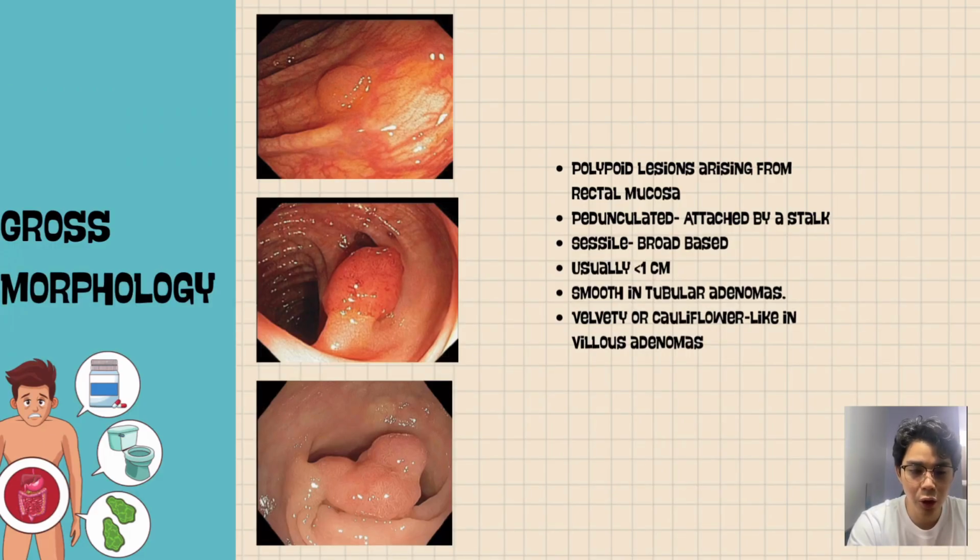Next is gross morphology. On a macroscopic level, rectal adenoma is a polypoid lesion that arises from the rectal mucosa. First is shape, where they can be pedunculated or sessile. Next is size. They are usually less than 1 cm. In texture, the surface is typically smooth in tubular adenomas and has a velvety or cauliflower-like appearance in villous adenomas.